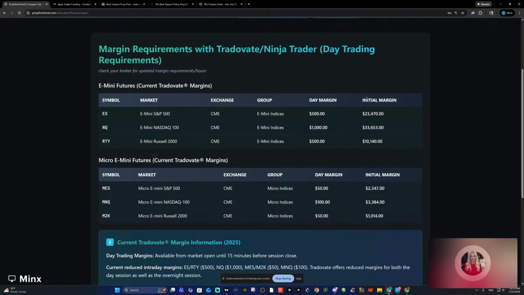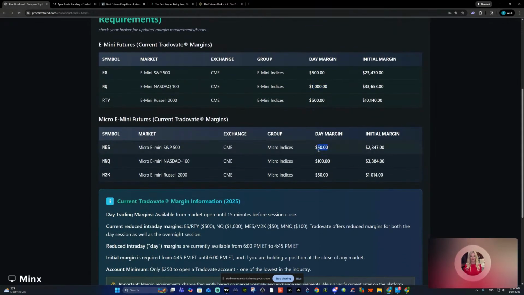Notice here how it says initial margin and then day margin. So Trade-O-Vate and NinjaTrader offer reduced margins for the day session as well as the overnight session. But see how it says here day margin? For ES it's $500, for NQ it's $1,000. But if you're using the micros, MES is $50, MNQ is $100.